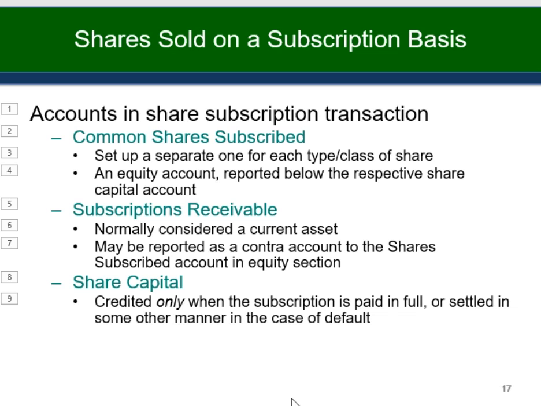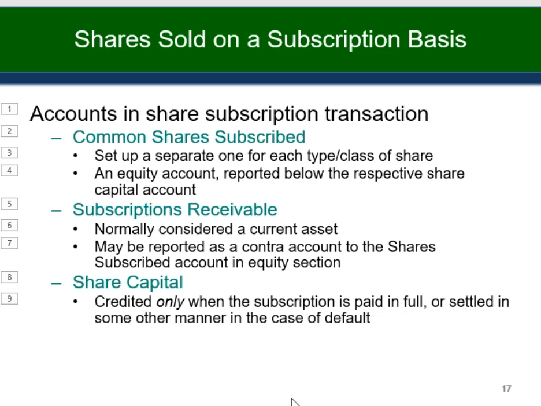That's important information, so it's relevant. You would set up a separate class for common share subscribed for each type of share. It would be an equity account, reported below the respective share capital account to separate them and their rights from the fully participating common shares. Subscription receivable would normally be a current asset, a receivable from the shareholders. It may be reported as a contra account to the shares subscribed account in the equity section, so the net amount outstanding for shares that are subscribed but not fully paid for might be shown as a net balance in the shareholders' equity section.